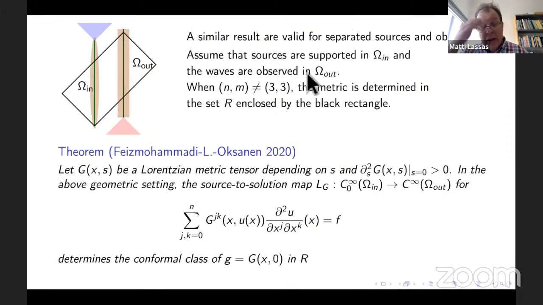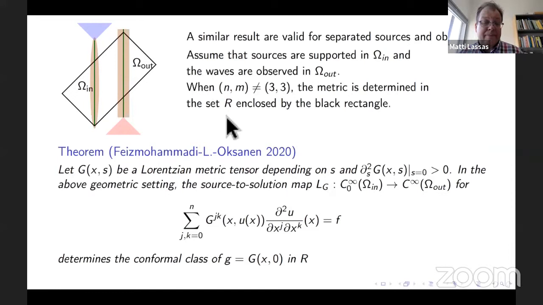We can also consider the case when the sources and observations are separated. You could consider this type of case when the sources are supported here in this domain omega in. Up is again the time axis and the horizontal direction is space. So we have sources in omega in, and we observe the waves in omega out. These odd triangles here just mean that this omega in may not be in the past of this point. So first we can generalize the earlier result to the case when the observations are made on a different set from where the sources are.